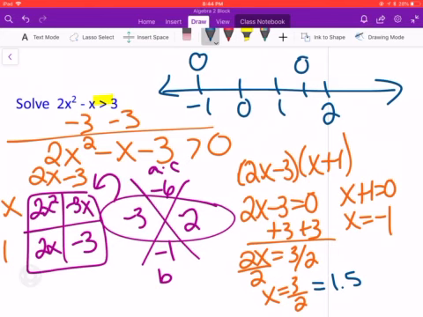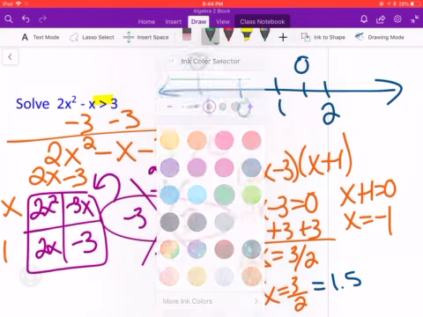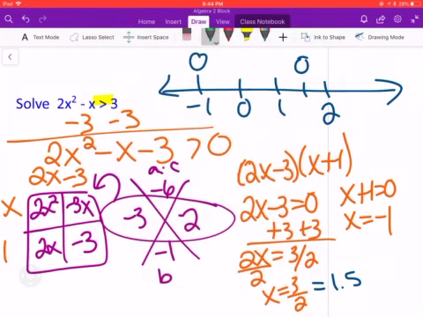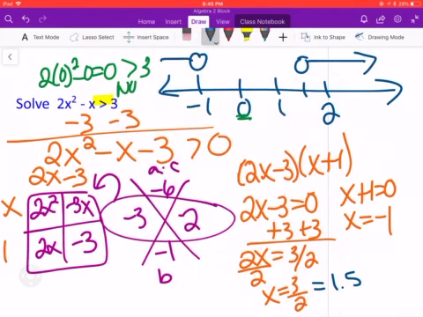And then anytime we do have the opportunity to plug in 0, it's a good choice because it's easy. So I can choose 0 here in the middle and see if it's a solution to this inequality. So go back to the original, and 2 times 0 squared is 0, minus 0 is 0. Well, is 0 greater than 3? That's not true. That means that our inequality goes this way and this way. 0 is not a solution.